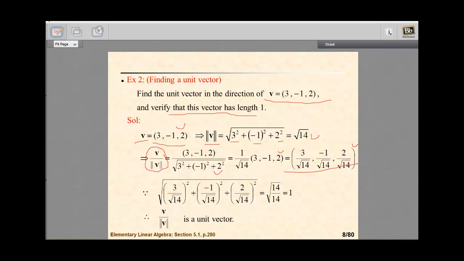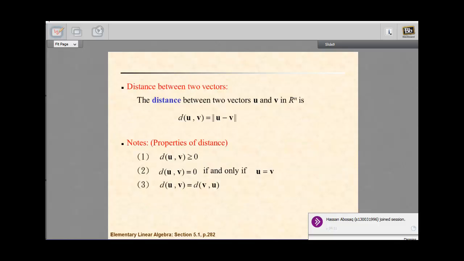So he says to just cross check whether it is a unit vector or not. If you are going to cross check, just take the norm of this vector. When you take the norm, you will get 1. So it means it is a unit vector. These are all things we learned in previous weeks.